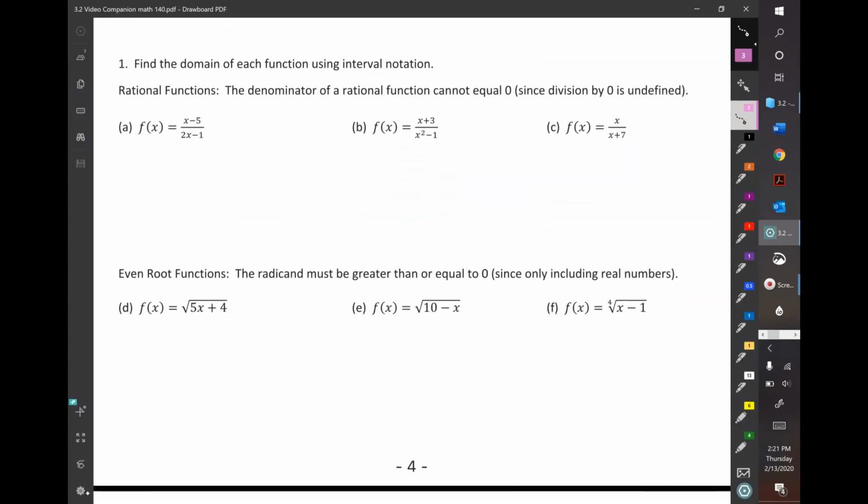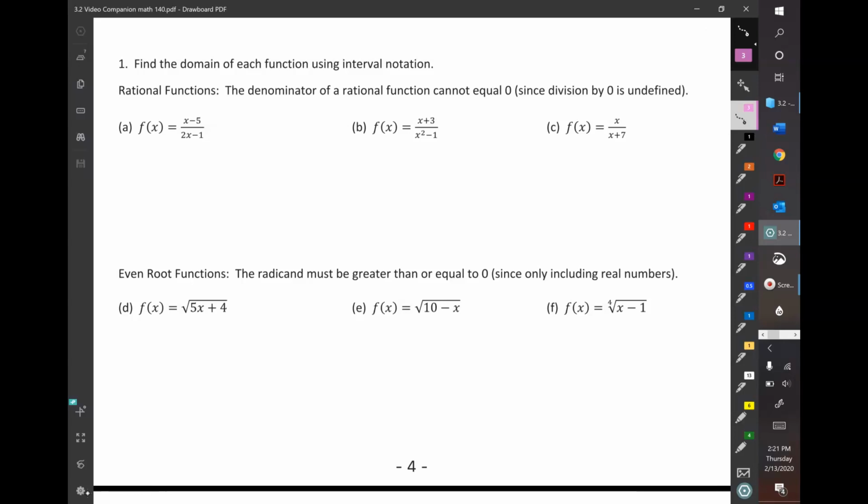So number 1, find the domain of each function by using interval notation. So we're going to look at rational functions first. The denominator of a rational function cannot equal 0 since division by 0 is undefined.